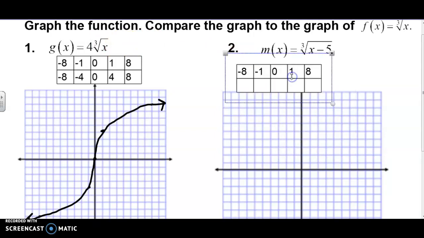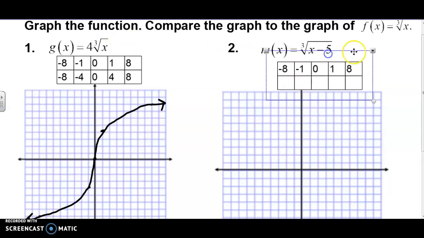For number 2 now, I'm not going to want to use these numbers because if I use 0, I'm going to have -5, and I don't want the cube root of -5. So if you think about it, if you want it to be 0 inside, we're going to want to make this 5. So we'll make it 5 more, and then we'll get 1 on the inside. And if we made this 5 more, we would get 8 on the inside. So this, if we made it 5 more, we have 4. And this would be -3.